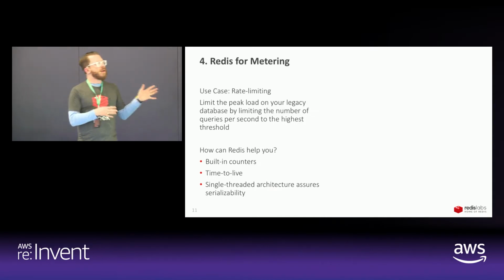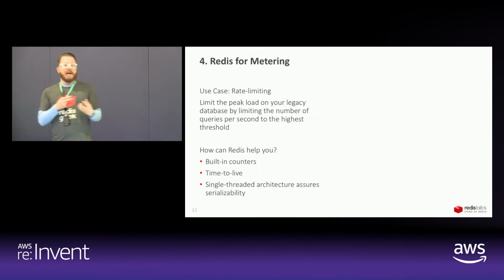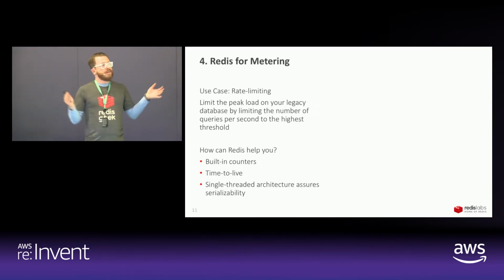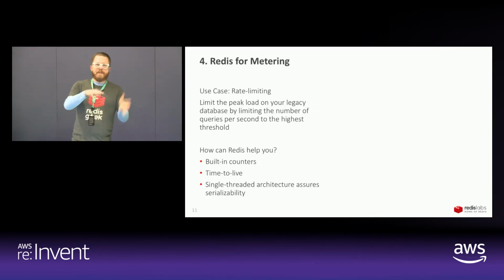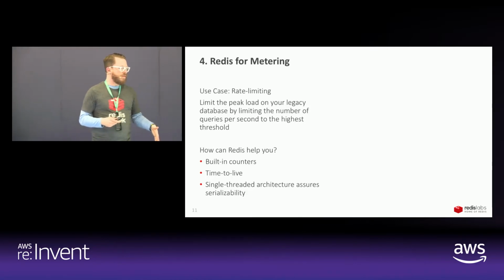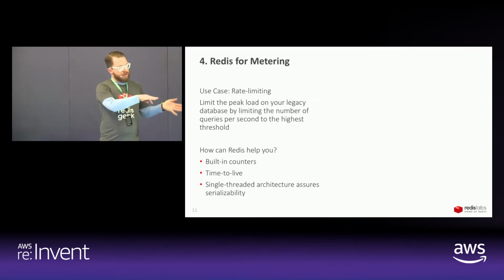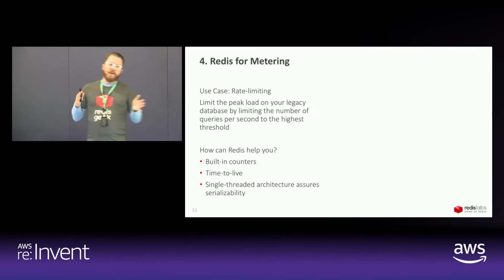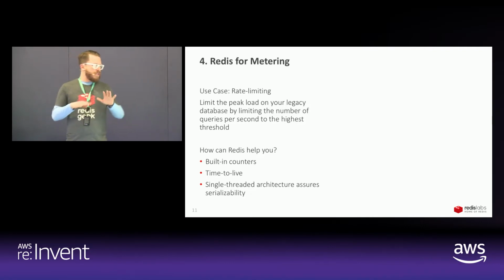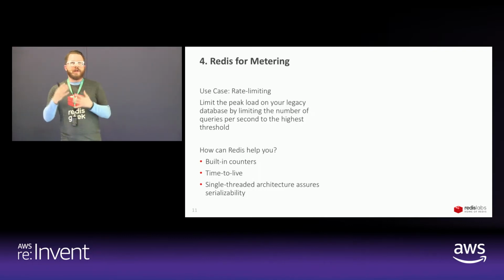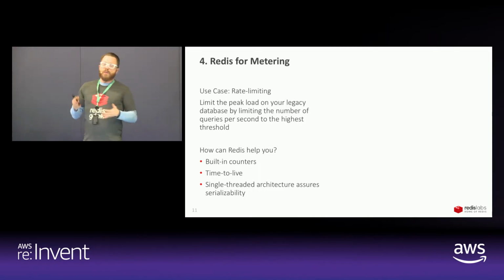So with metering, what you can do is you can actually use Redis, because it's very fast, to sit in between your API and your actual information and limit that. So we have built-in counters and time to live. And what that means is when you're using it, and Redis is single-threaded, by the way, if you didn't know, it assures that it's always going to be there, and it's going to be in the correct order, and you're not going to have some sort of parallel problem.